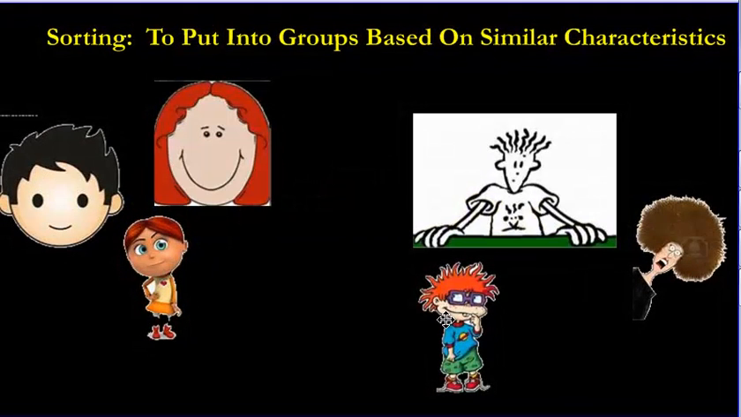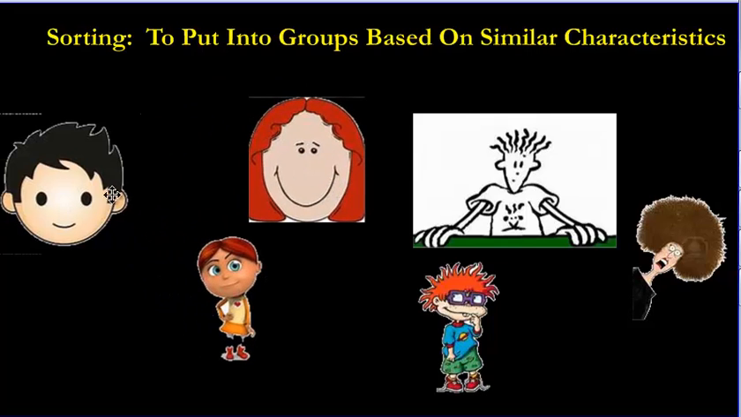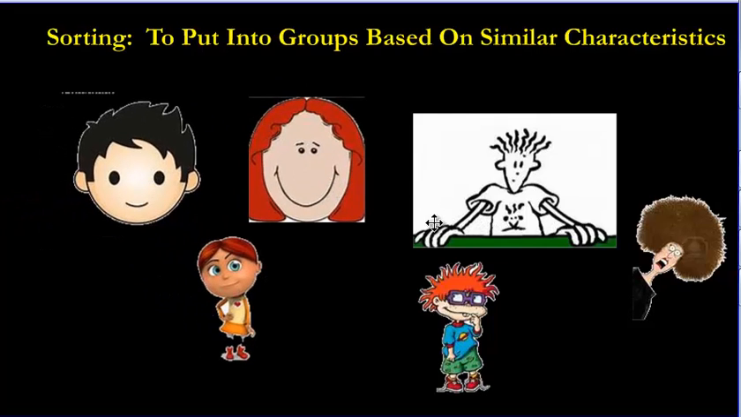In this lesson we're going to take a look at how to sort rocks. What that means is we're going to take rocks and put them into groups based on characteristics they have in common. That's what the word sorting means: taking things and putting them in groups based on things they have in common. For example, if I have this picture over here and I said, sort these into two groups, you could do it in many ways.